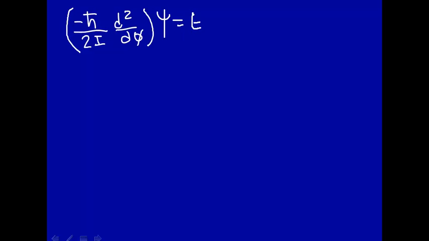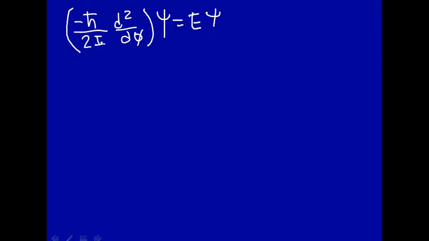I'll just rewrite that equation here. Schrodinger equation, rigid rotator in 2 dimensions. This is second derivative with respect to that angle phi. That operates on psi, and that's equal to E psi. H psi equals E psi.